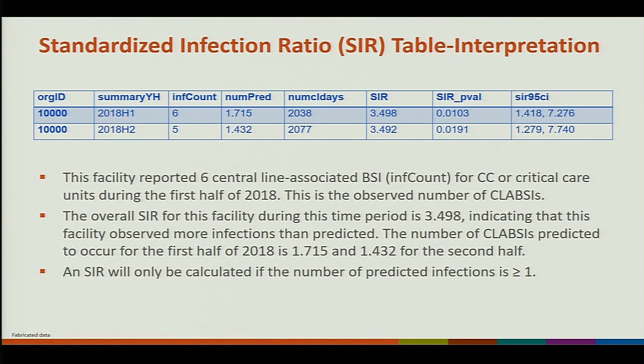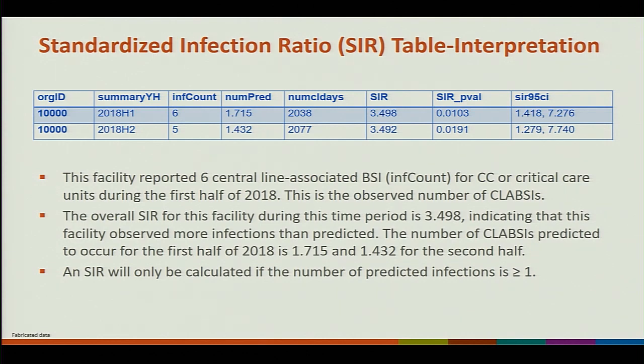Now let's take a detailed look at your SIR table and interpret the table. There is a small change in this slide compared to what you have in your booklets. It's in the second bullet. So this facility reported 6 central line associated BSI, or your infection counts, in critical care locations during the first half of 2018. This is the observed number of CLABSIs.